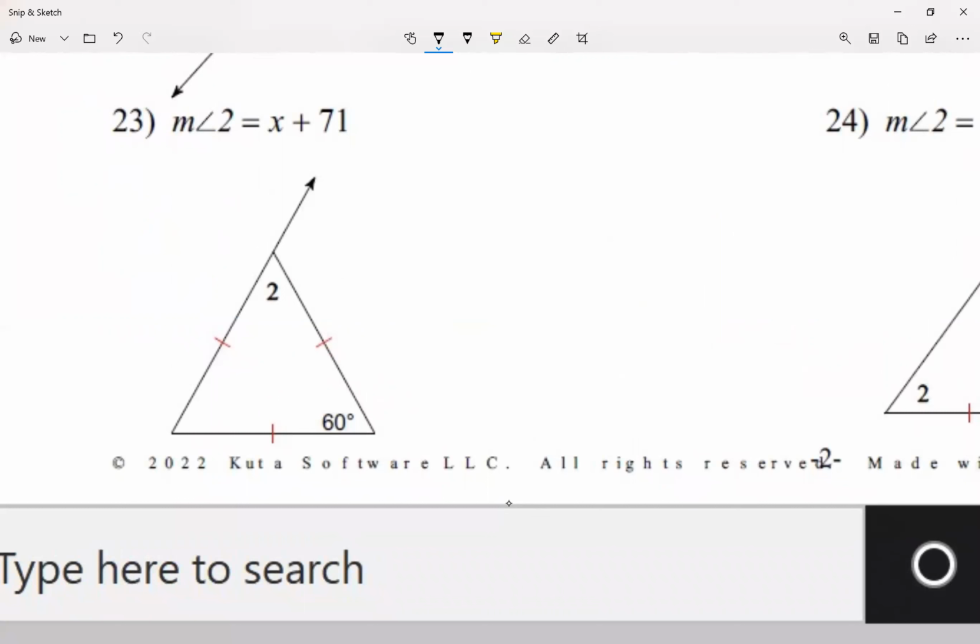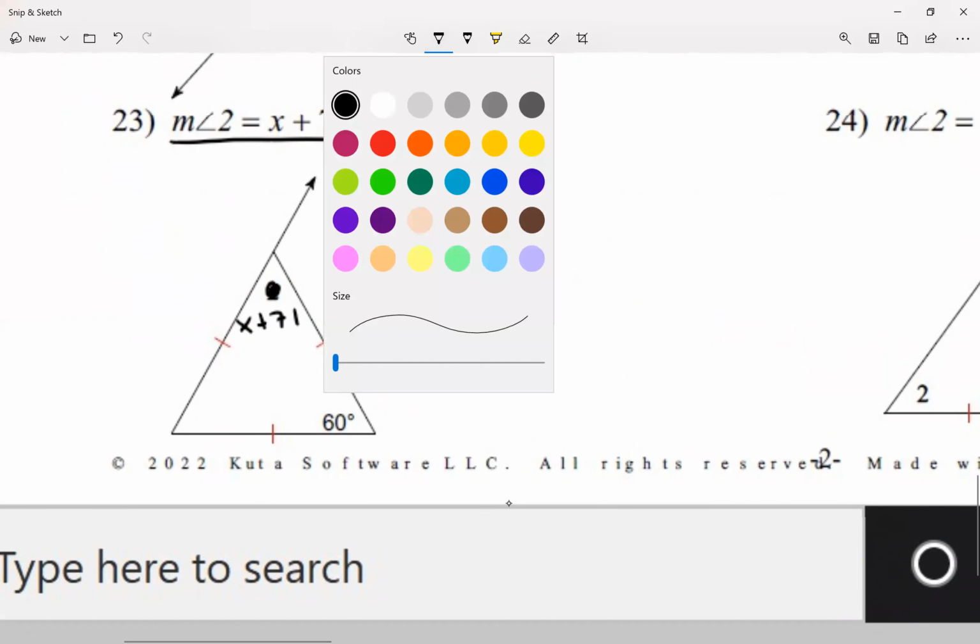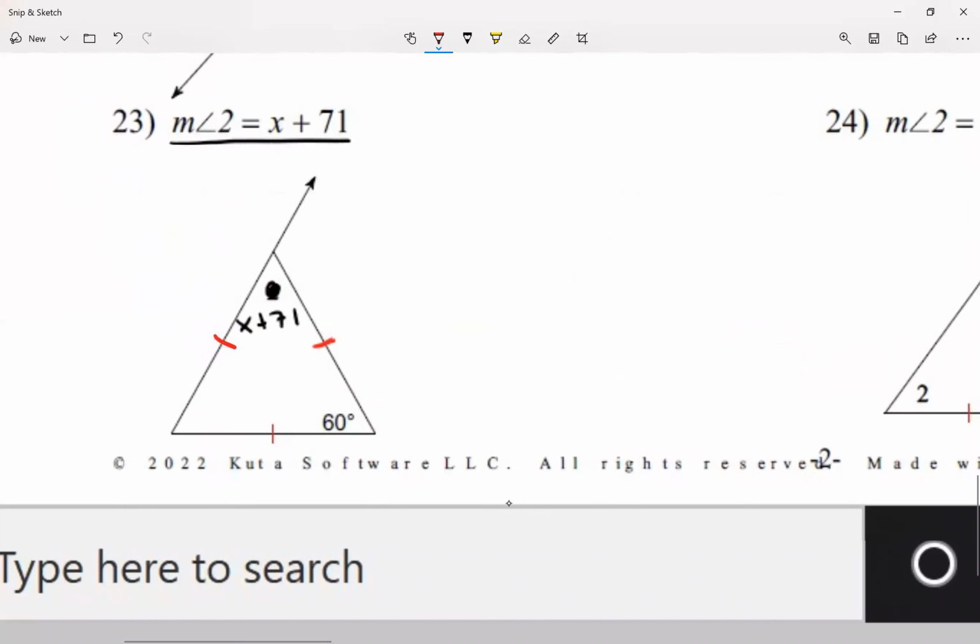To begin with, measurement of angle 2 is x plus 71. So this 2, let me change this for x plus 71. Notice how all the sides are equal. I'm following the slashes. Notice, let me highlight the slashes. All three sides have a slash. So all three sides are equal. That means all three angles are equal.